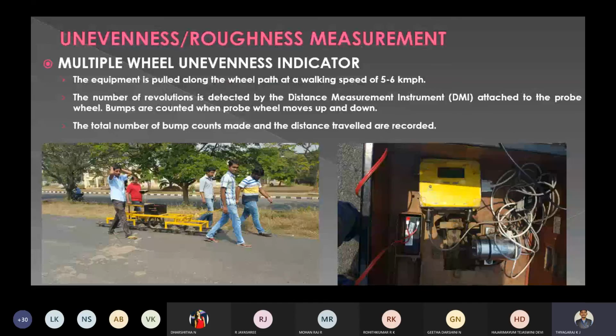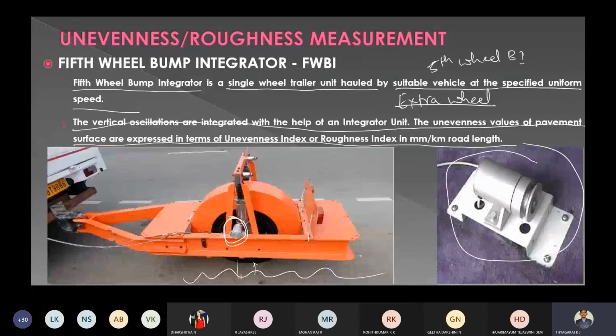Then a sensor will be placed. You can observe here, this is the sensor, you can zoom in and observe, and this is the pulley arrangement which will be noting down the readings, and this is the counter. This is the counter where the readings will be recorded.